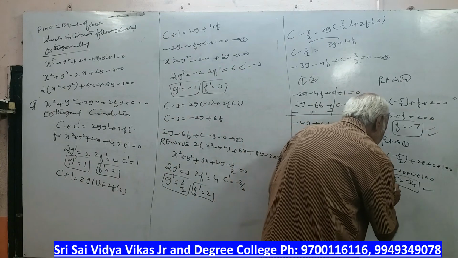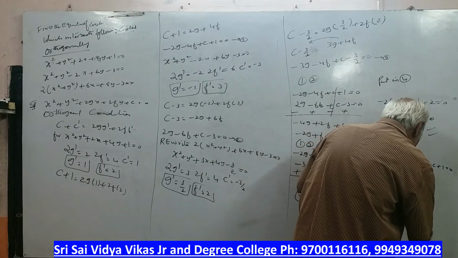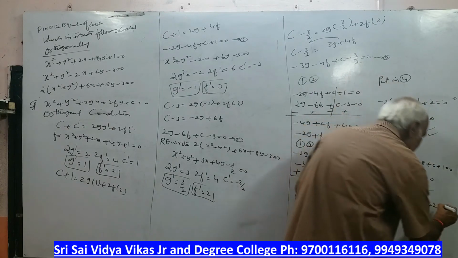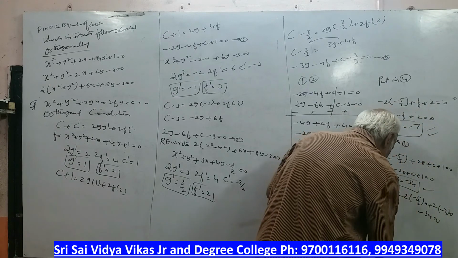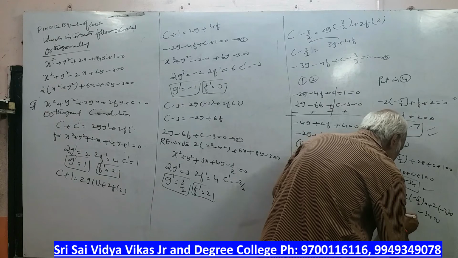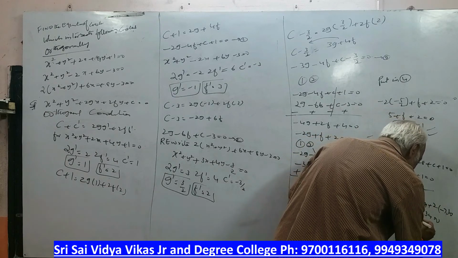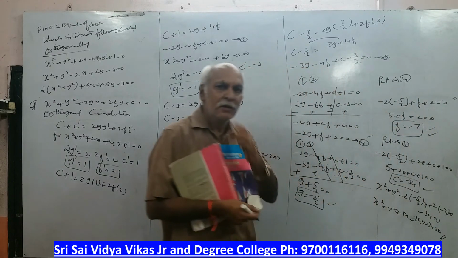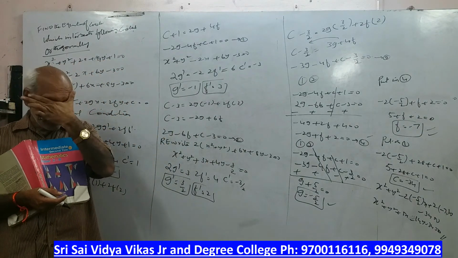Therefore the circle equation: x square plus y square plus 2gx, 2 into minus 5 by 2 x, plus 2 into f value, minus 7 y, minus 34 is equal to 0. So this becomes x square plus y square minus 5x minus 14y minus 34 is equal to 0. Right? Understand here? So with this we have finished system of circles.